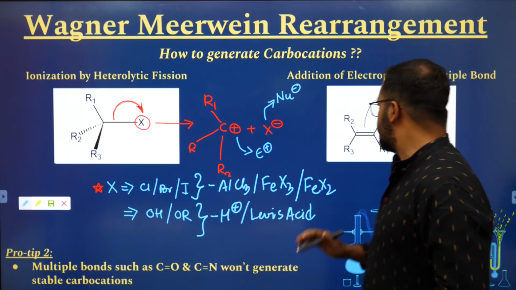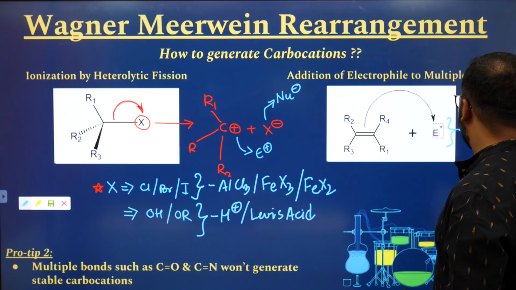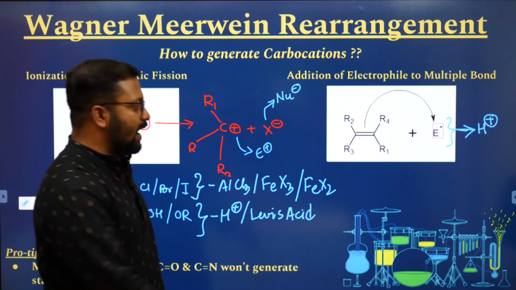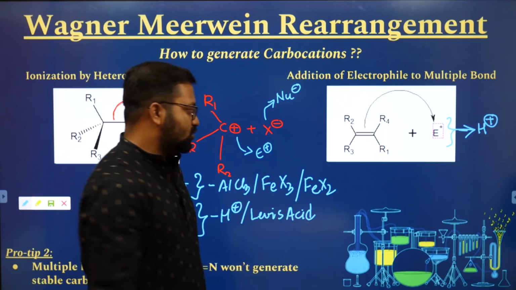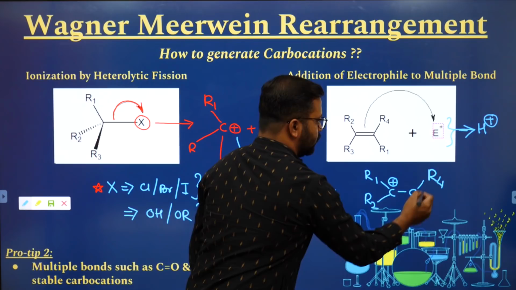The same goes over here. This reaction we had learnt in the last class as well. If there is an electrophile, this electrophile could be H plus. Okay, let's take the simplest electrophile. This electrophile could be H plus. If this electrophile adds up to this double bond, one of the carbons will become a carbocation. Okay, so one of the carbons will become a carbocation. It looks something like this. R4. This is R3.